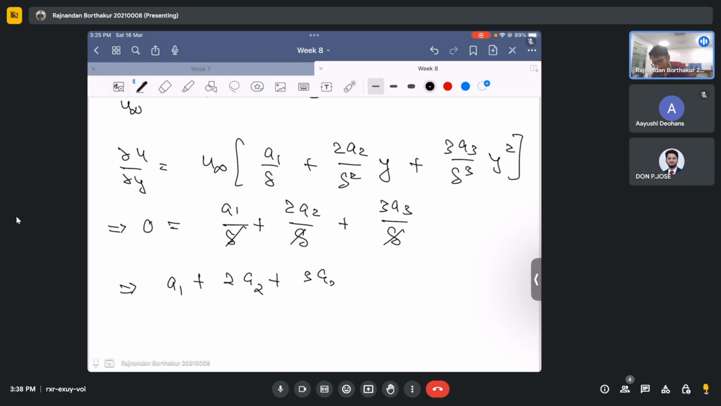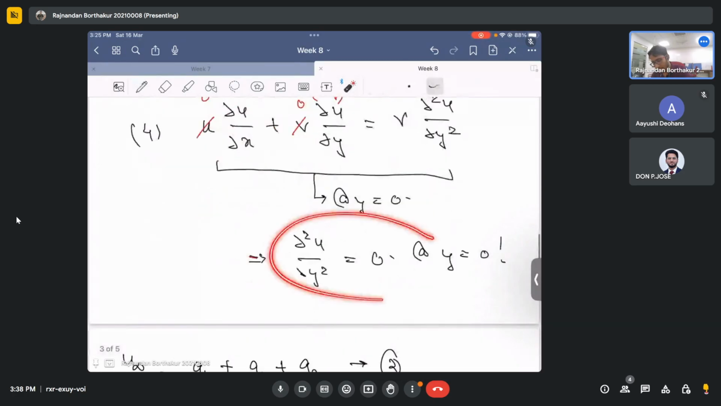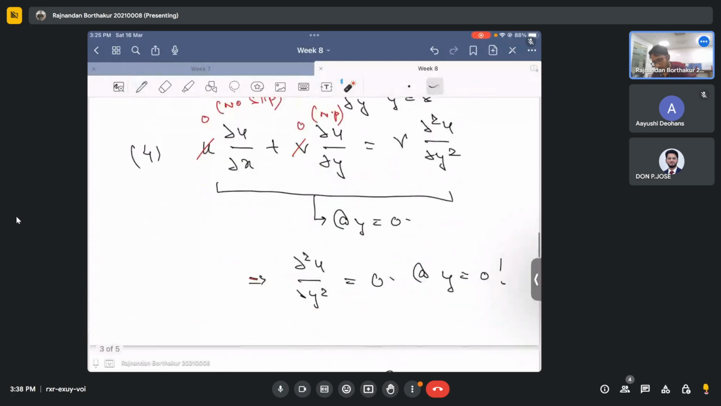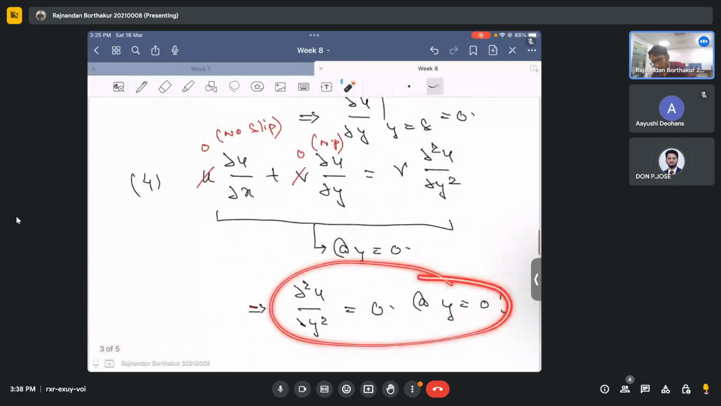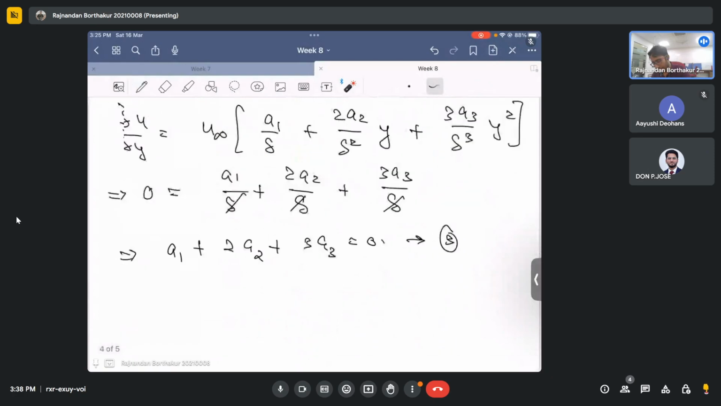Okay, this is the third boundary condition. And the fourth boundary condition is, what? The fourth boundary condition is that its second derivative is basically 0 at y equals 0. This boundary condition is true because it is obtained from this equation. So let's evaluate the second derivative and see what we get.